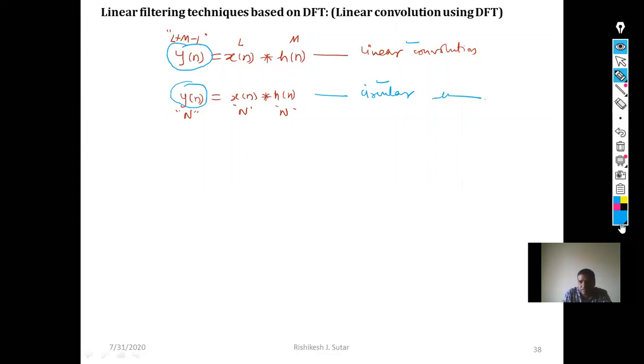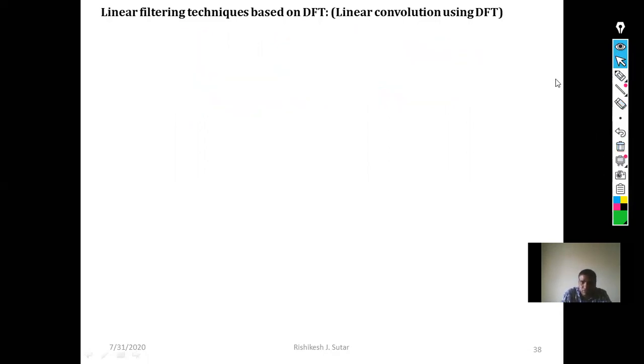If I want to make both outputs the same, then I have to add M minus 1 zeros in x of n and L minus 1 zeros in h of n, so that the number of samples of x of n becomes capital N, the number of samples of h of n becomes capital N, and y of n will also have capital N samples. So that's the simple introduction. Let us go further now.